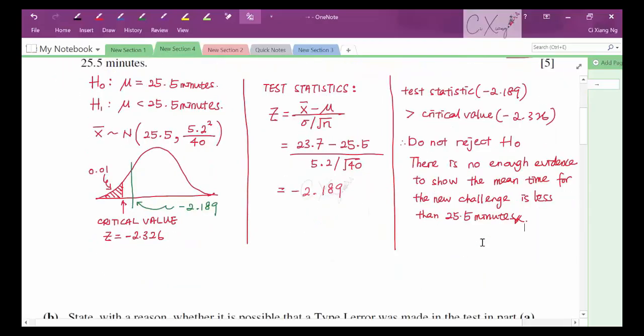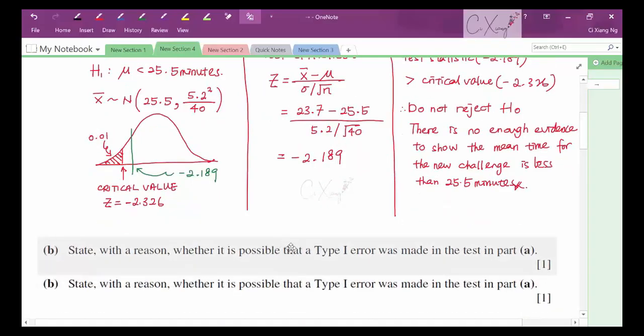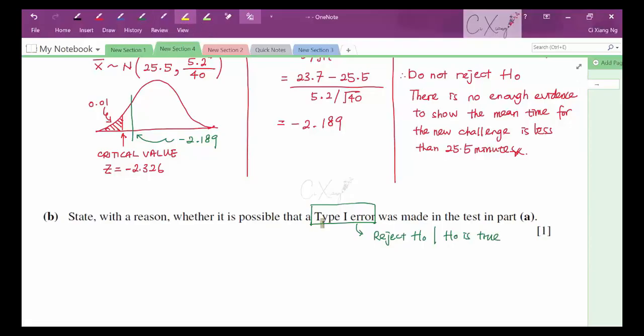For part B, they are asking us to state with a reason whether it is possible that a type 1 error was made in this test. So our conclusion in part A is do not reject the null hypothesis. Okay, so what's the definition of type 1 error? Type 1 error means that we reject the null hypothesis given that the null hypothesis is true. So this is our definition for type 1 error.